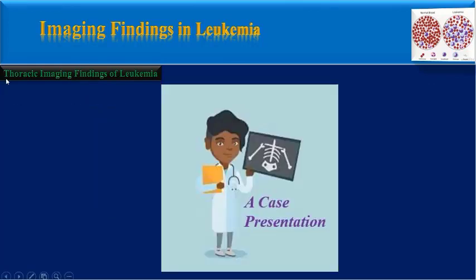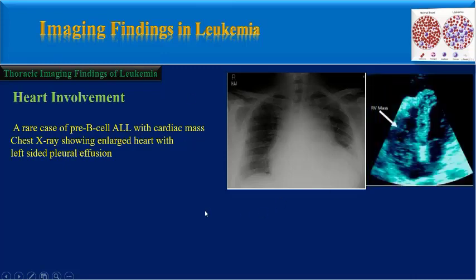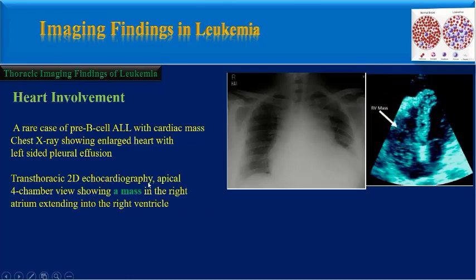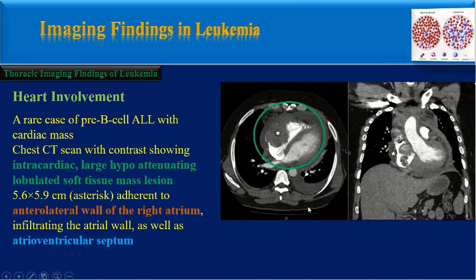Now, a case presentation of heart involvement: a rare case of pre-B cell ALL with cardiac mass. Chest X-ray shows an enlarged heart with left-sided pleural effusion, and transthoracic 2D echocardiography in apical four-chamber view shows a mass in the right atrium extending into the right ventricle. This contrast-enhanced chest CT from the same patient shows an intracardiac large hypoattenuating lobulated soft tissue mass lesion adherent to the anterolateral wall of the right atrium, infiltrating the atrial wall as well as the atrioventricular septum.